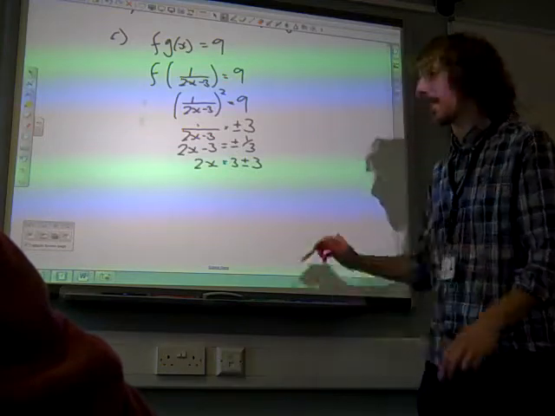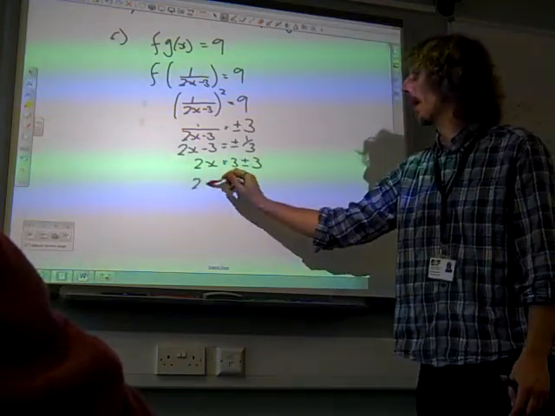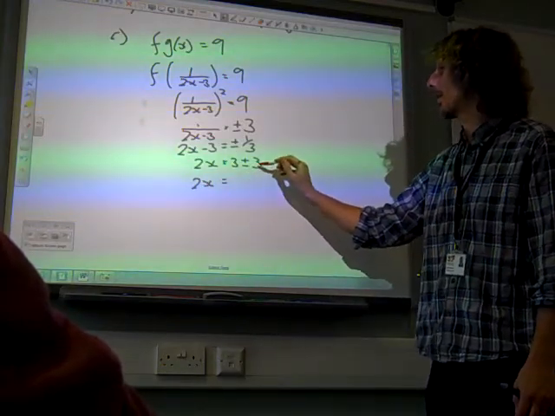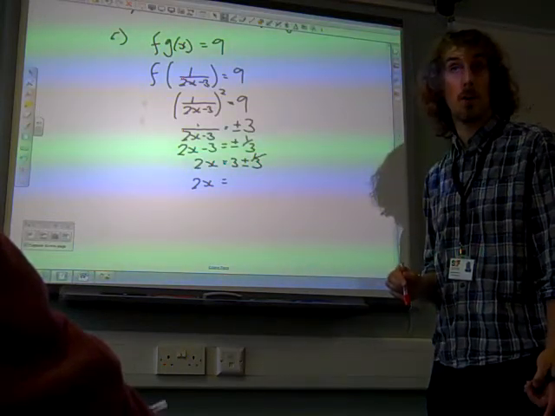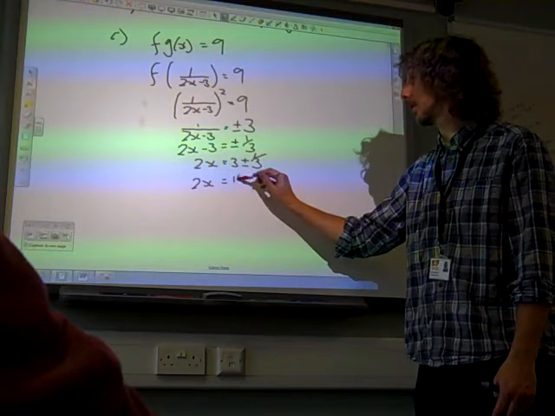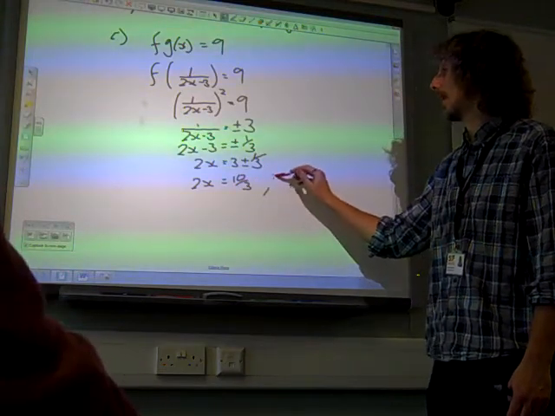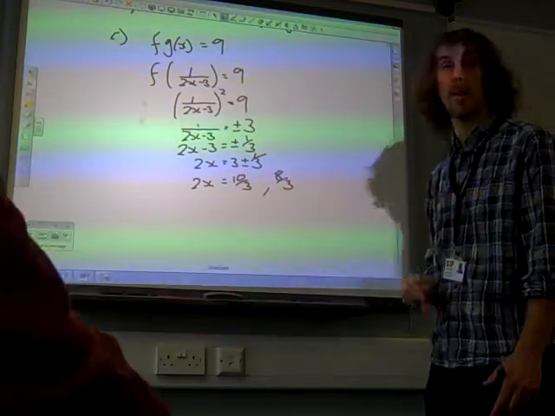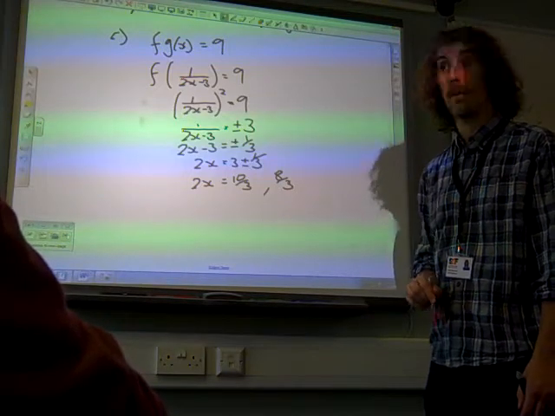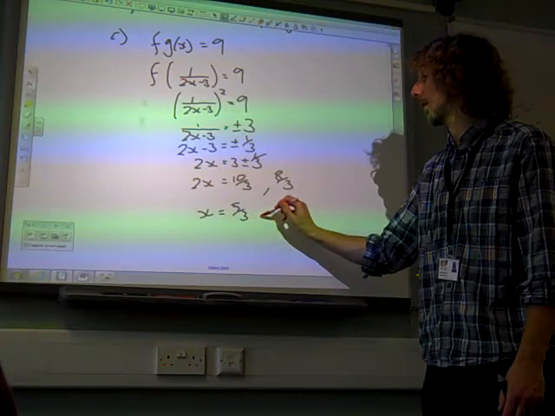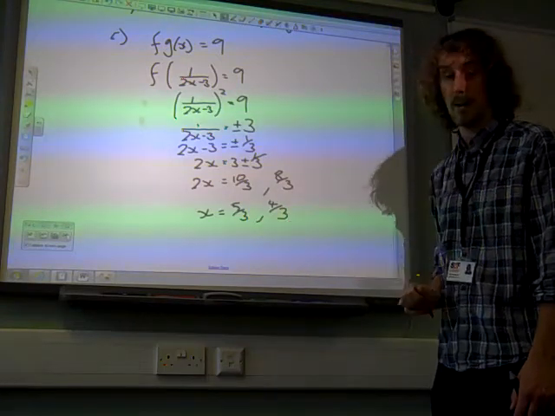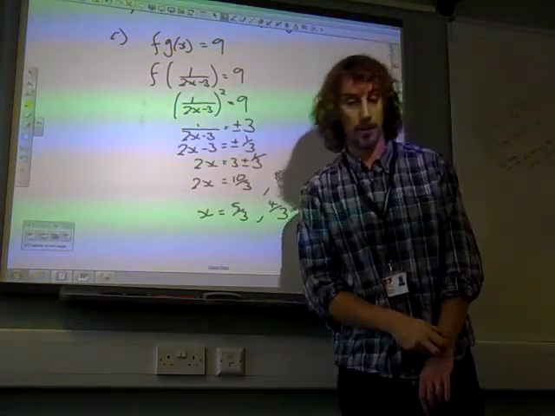At which point it might be sensible to say that that is 2x, that was a third supposed to be there. 2x is 3 and a third, or 10 over 3. And 2x is 8 over 3, which is 3 minus a third. And if we divide through by the 2, that gives us x is 5 over 3 and 4 over 3 as our solutions to that equation.